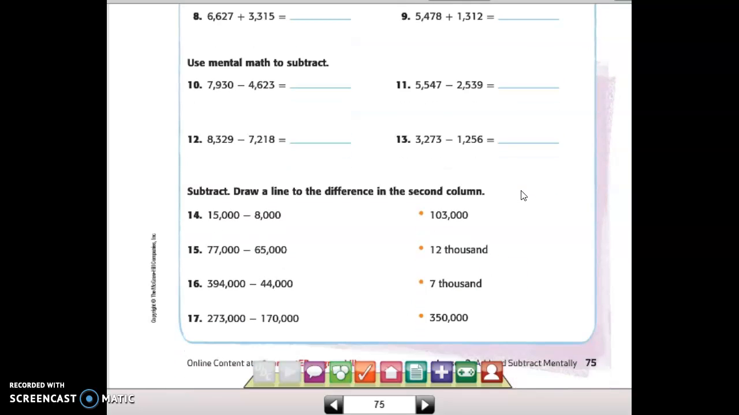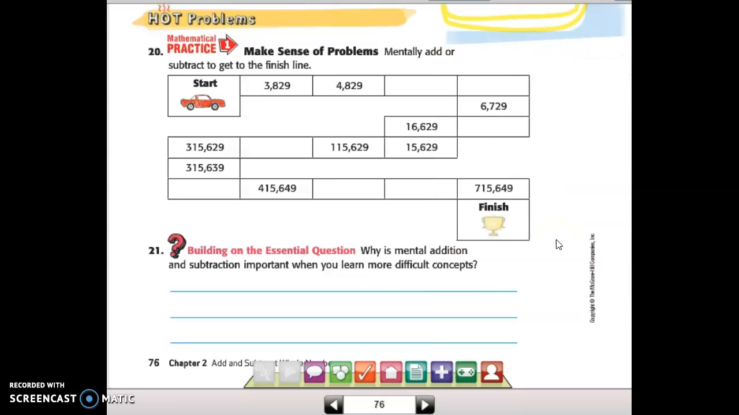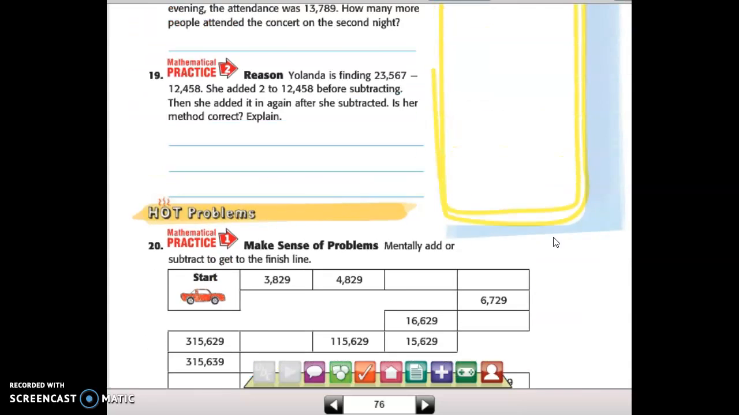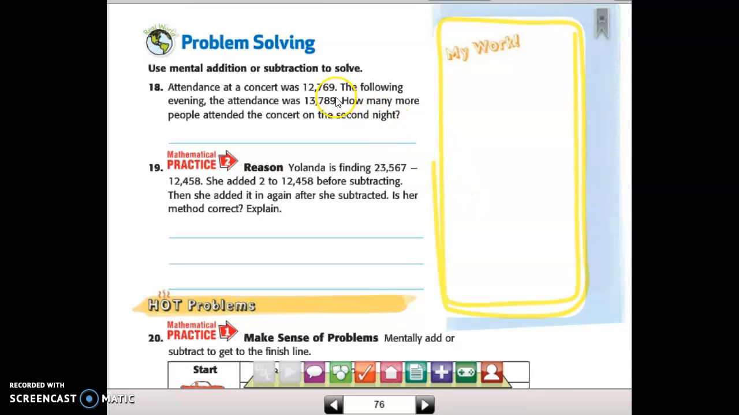And as always, don't forget, if you're running out of time, stop what you're doing and get some of these word problems done, because these are extremely important.